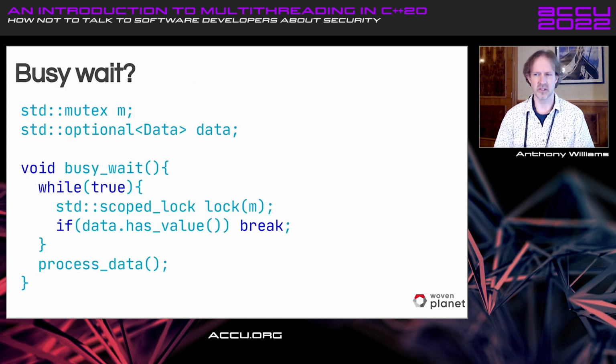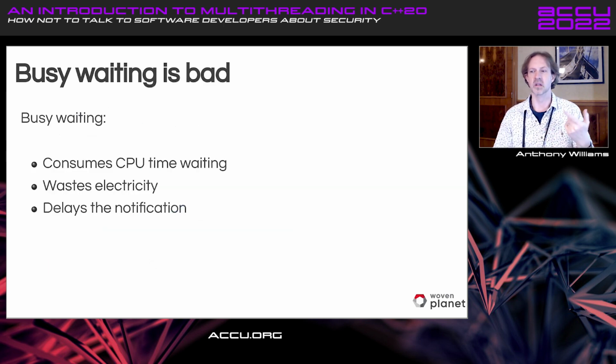Obviously, the daft thing to do is write a busy wait, where you have a loop, and you have a scoped lock, and you say, is my data ready yet? No. Okay. Is my data ready now? No. Is it now? No. This is a bad idea. I hope it's obvious to all of you, because it just wastes CPU time and potentially makes it take longer for the data to be ready, because the mutex now has contention. And then it wastes electricity, which wastes power and is not very green. So don't do that.